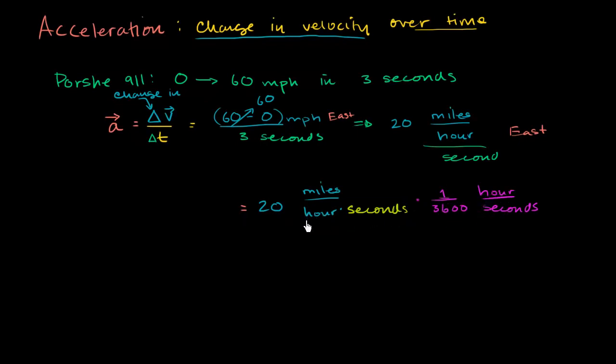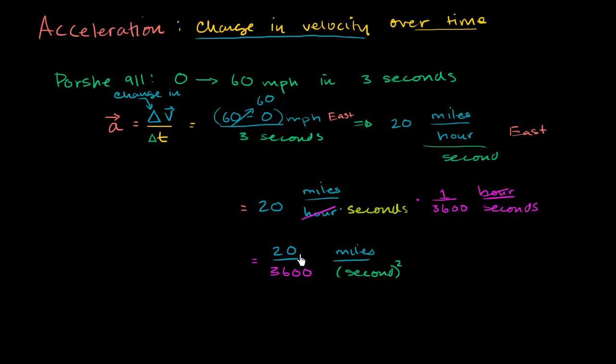And then you multiply. Do a little dimensional analysis. Hour cancels with hour. And then this will be equal to 20 over 3,600 miles per second times seconds. Or we could say miles, let me write it this way, miles per second times seconds. Or we could say miles per second squared. And we can simplify this a little bit.